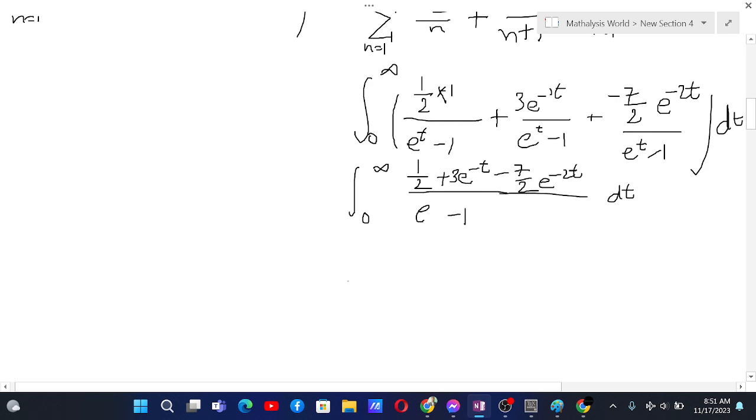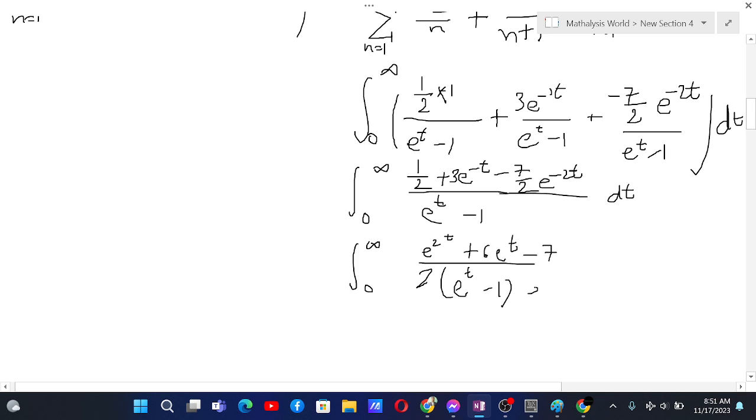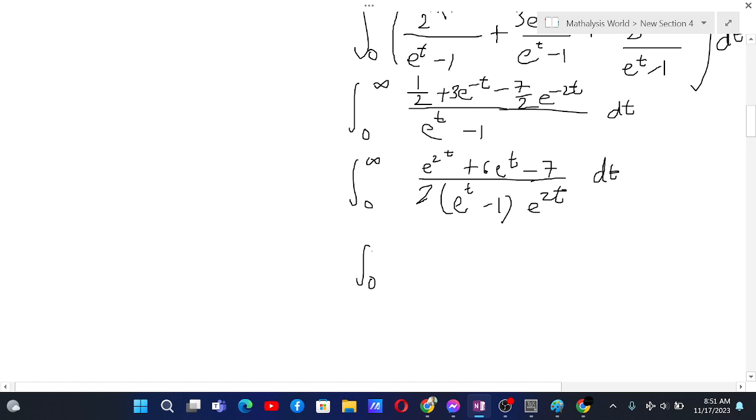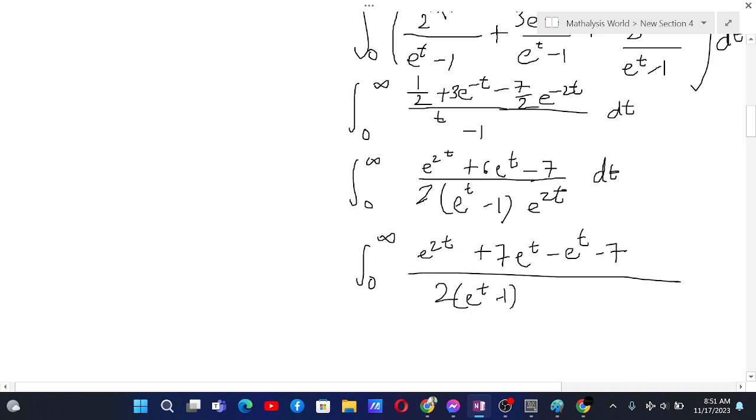Okay, now we might also want to take the LCM over there in the numerator. That gives us 2 times e to the power t minus 1. And also we can take the LCM for this e power. So we will have e to the power 2t plus 6 e to the power t minus 7, and over here we have e to the power 2t. Now it seems like this can be factorized. Okay, so we will have e to the power 2t plus 7 e to the power t minus e to the power t minus 7 by 2 e to the power t minus 1 e to the power 2t dt.